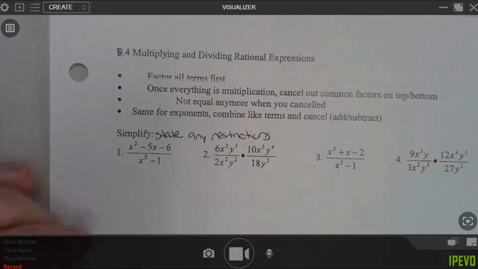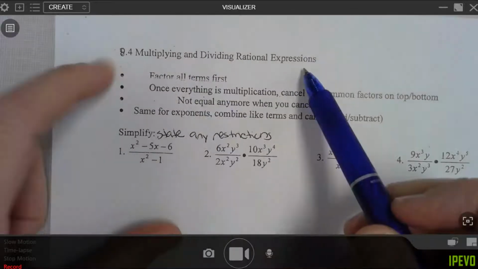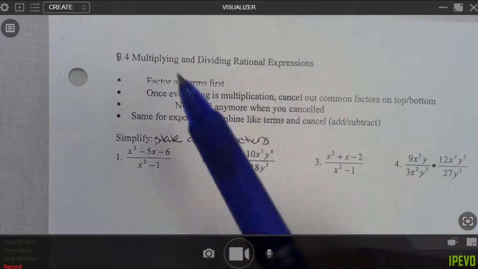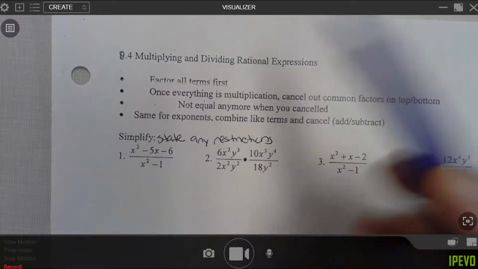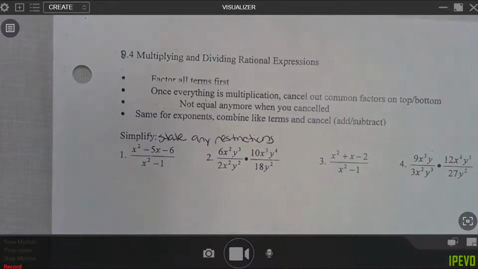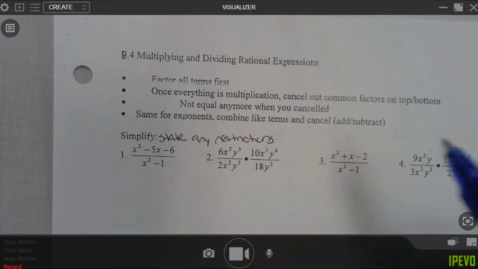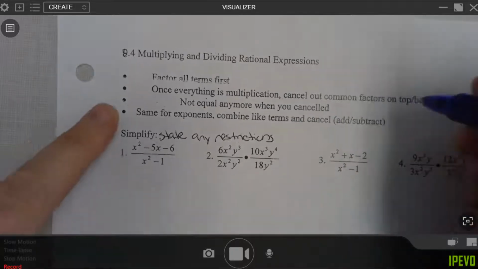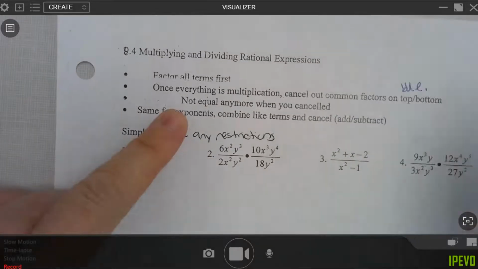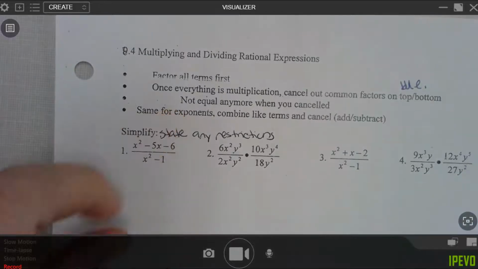that. Alright, so when we're multiplying and dividing rational expressions here, all we're going to do is make sure everything's factored. So anything on top and bottom, factor. When we cancel them, they're no longer equal, they're just equivalent. So remember from yesterday's lesson, when you cancel something out, you've created a hole. So that's why we say it's not equal anymore, because there's a hole difference between them.